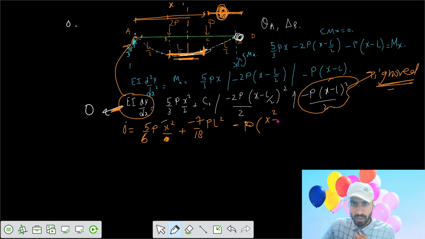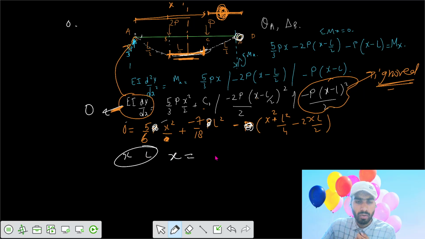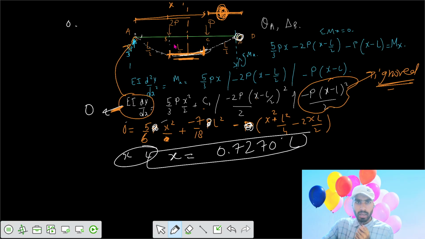We have to say this is x square plus L square by 4 minus xL. Then P is common here, we can ignore the P. And we get the equation in terms of x and L, and the value of x comes out to be equal to 0.7270 L. That means after L by 2 has crossed, at this point 0.727 L, say this is your length L, at this point delta is maximum.